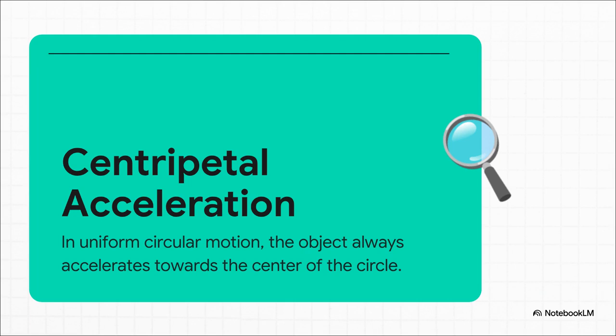That object moving in a circle at a perfectly constant speed, it is constantly accelerating. Why? Because its direction is constantly changing. And where is that acceleration pointing? It's always pointed inward, right toward the center of the circle. That's centripetal acceleration. It's the constant inward pull that keeps the object from flying off in a straight line.